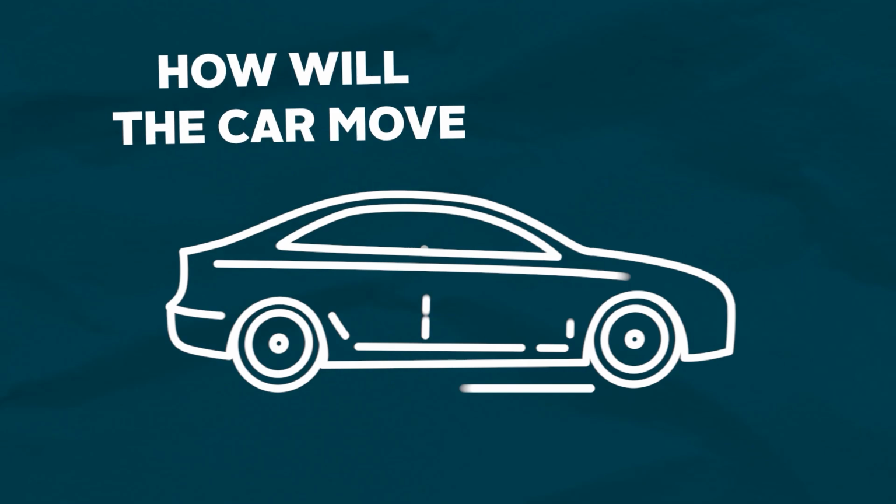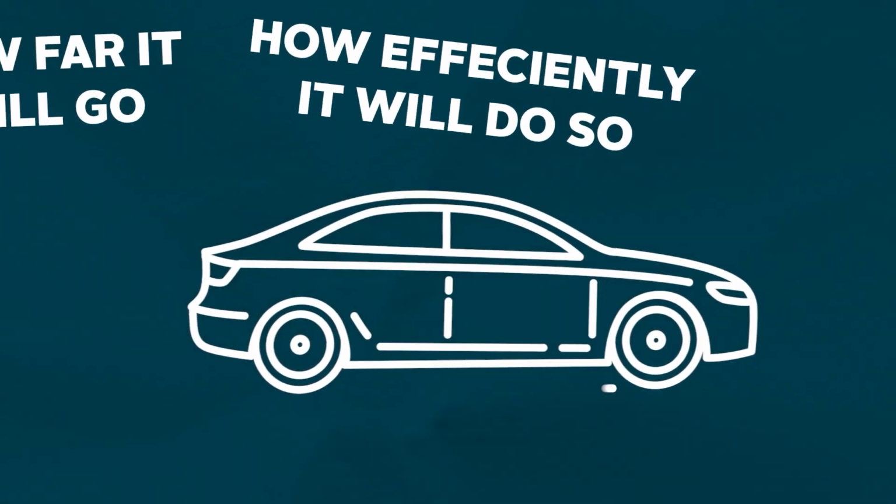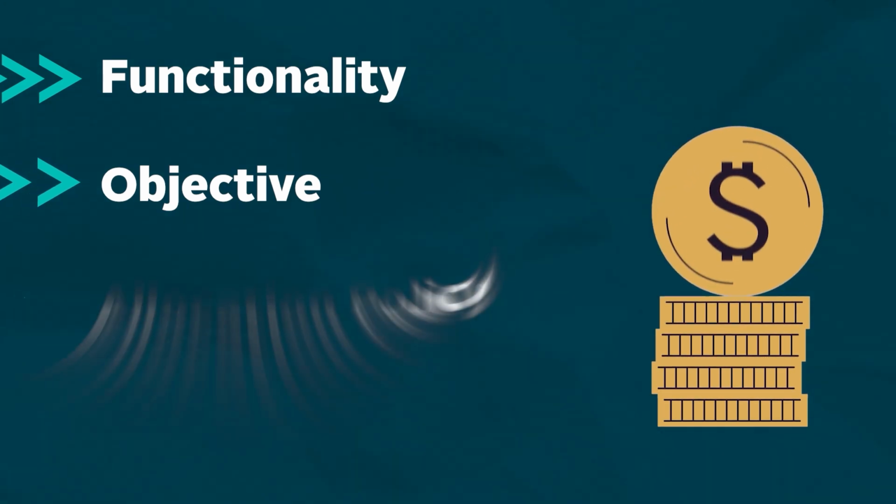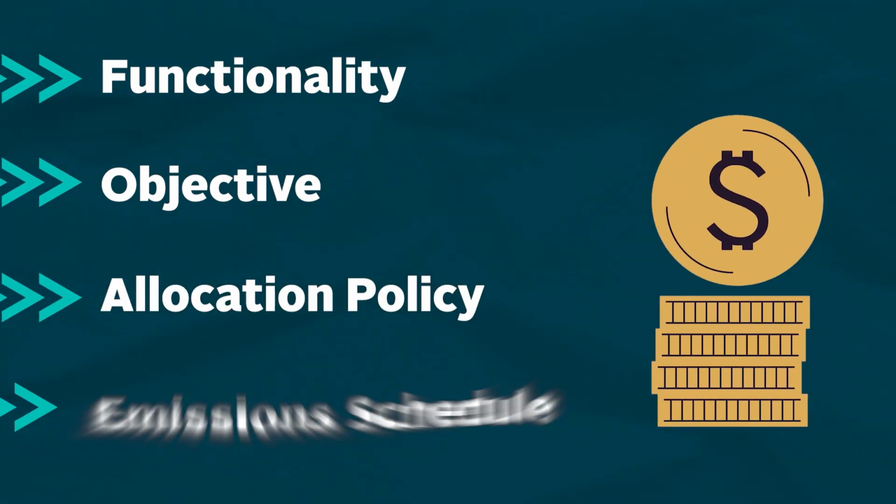You know, oh, it's a nice car. But you also want to look at how the car will move, how efficiently it will do so, and how far it will go. So tokenomics of a token includes, but is not limited to, its functionality, objective, allocation policy, and emissions schedule. So let's check out some of the key elements of a token's tokenomics, starting with the token supply.